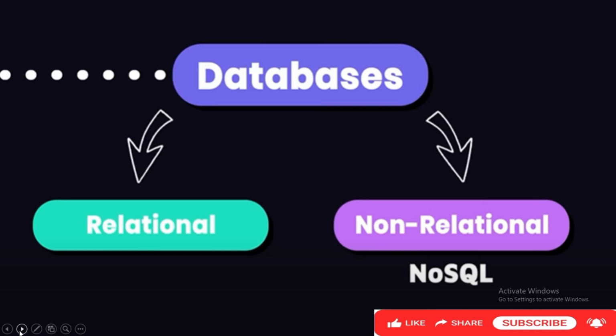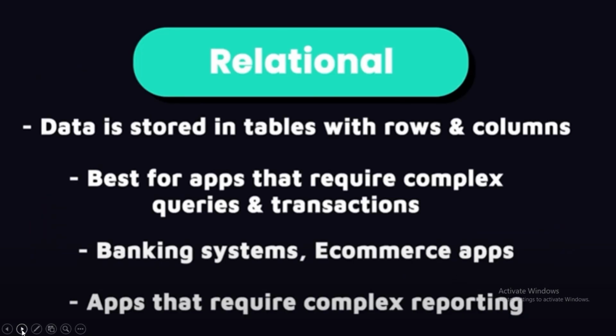So the next thing we are having is the databases. We have two types of databases: the relational database and the non-relational database, which is a NoSQL database. The first one is a relational database. In a relational database, the data is stored in tables with rows and columns. It is best for applications that require complex queries and transactions. Examples include banking systems, e-commerce applications, and applications that require complex reporting. A relational database is very good for them.